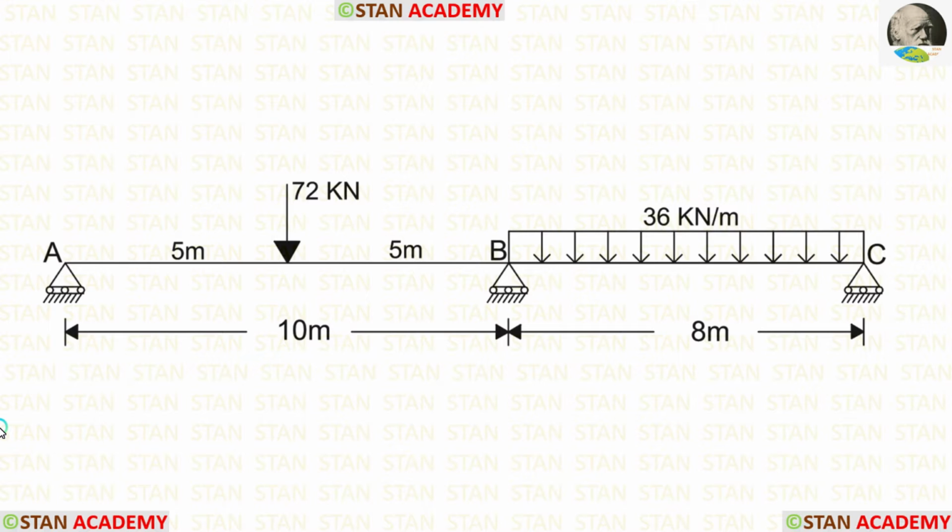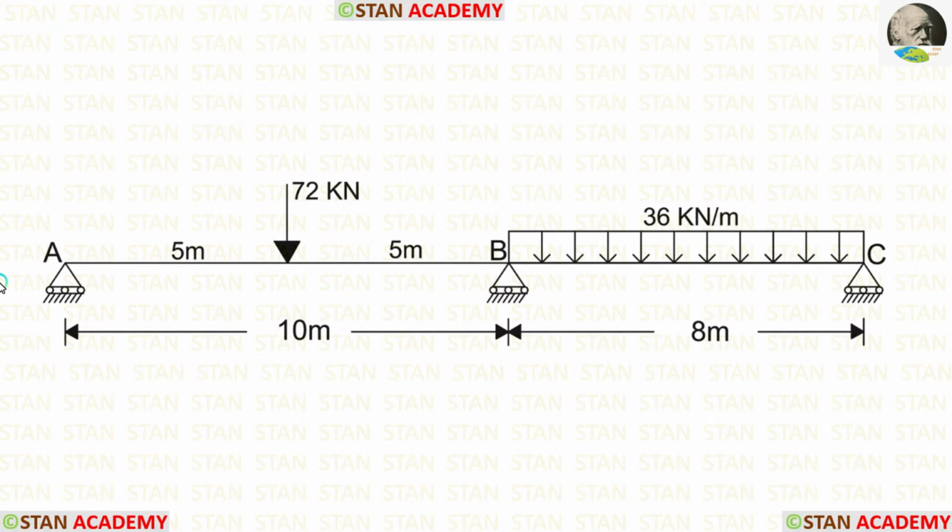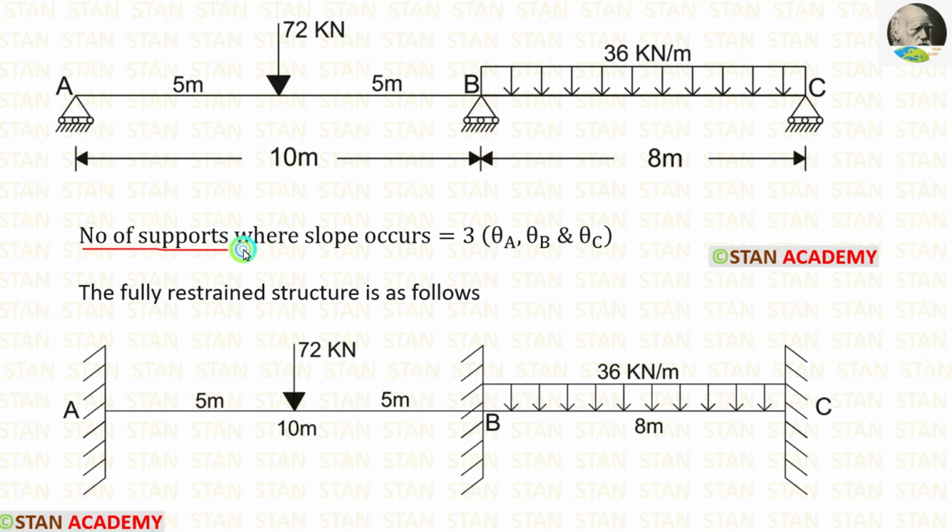In the stiffness matrix method, we have to check the number of supports in which slope can occur. Let us see the conditions. In the fixed support, there will be no slope. In the hinged support, there will be slope. And in the roller support also, there will be slope. In this beam, we are having three roller supports. In the point A, in the point B, and in the point C, we are having roller supports. So the number of supports where slope occurs is 3.